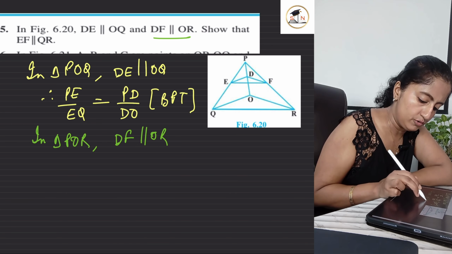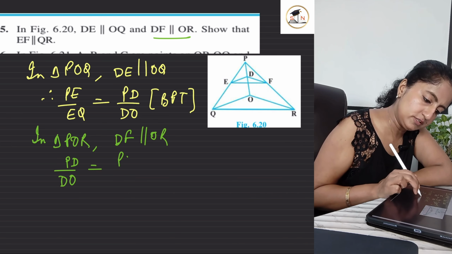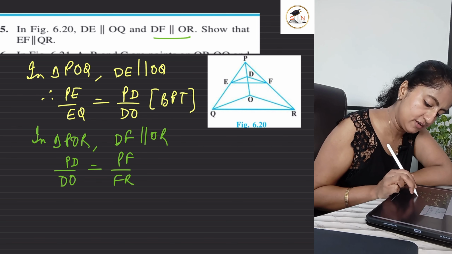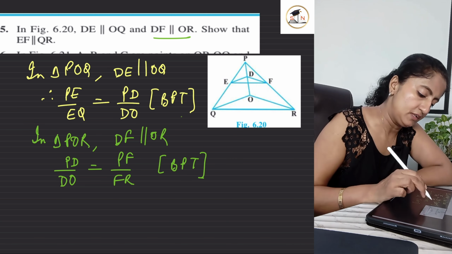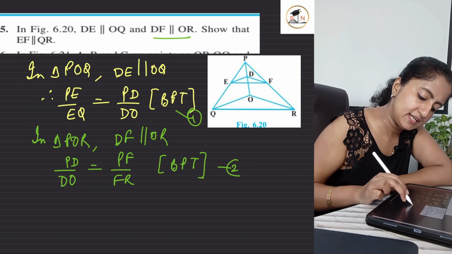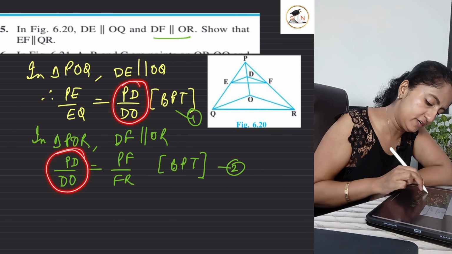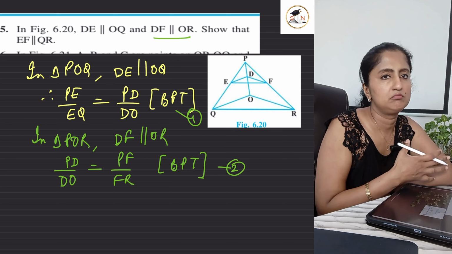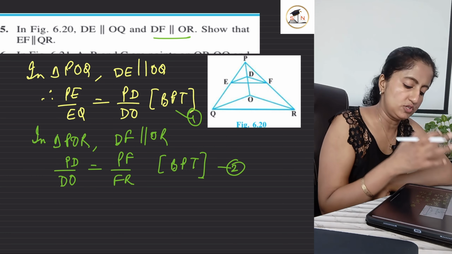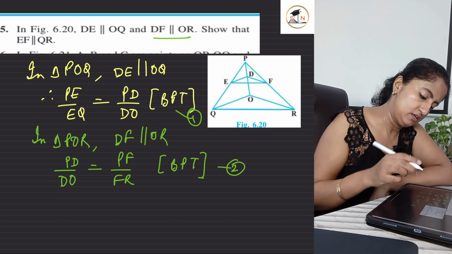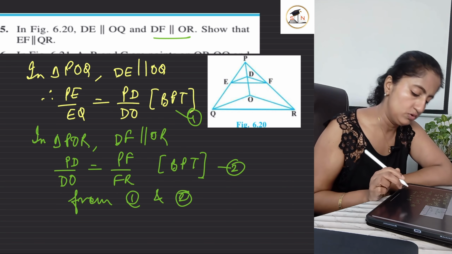DF parallel to OR. So we get PD over DO equals PF over FR, again by BPT, right? Now, the first ratio is marked 1, the second ratio is marked 2, and if you see over here, we have PD over DO common to both the ratios. There have been so many questions we are doing where we are finding the common element, so the remaining elements are equated, right? From 1 and 2, what do we get?